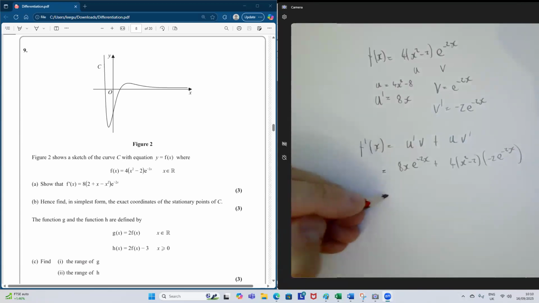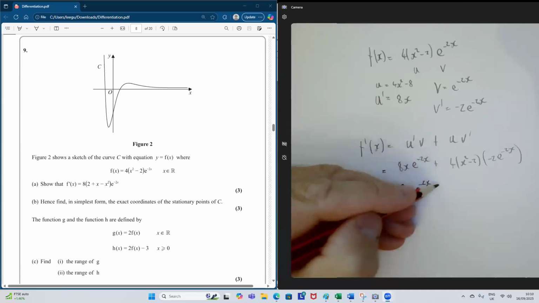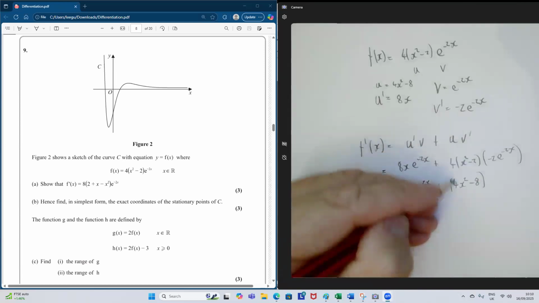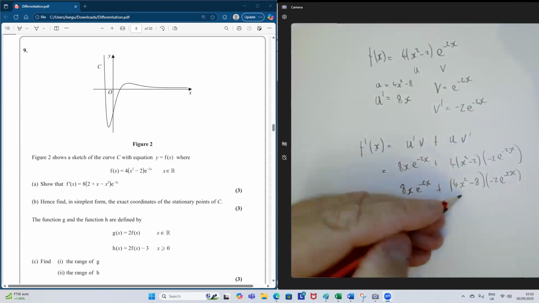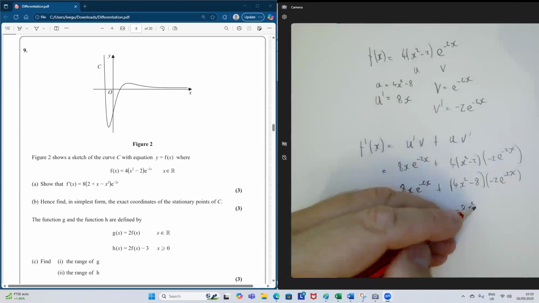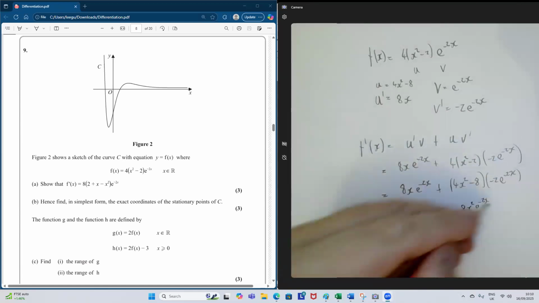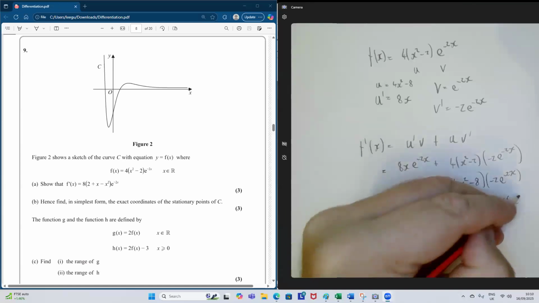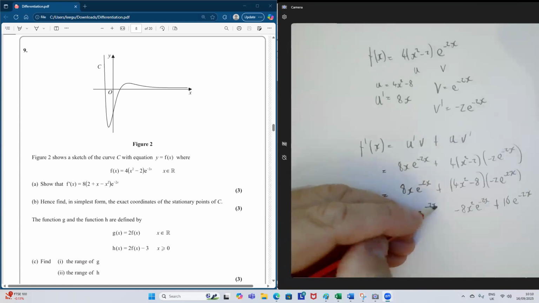So now we can expand that, I think. We've got 8x e to the minus 2x plus we're going to have 4x squared minus 8 all times minus 2 e to the minus 2x. When we multiply that, 4 times minus 2 is going to be minus 8, minus 8x squared e to the minus 2x. And then minus 8 times minus 2 is going to be positive 16. So plus 16 e to the minus 2x. And then, of course, we have our 8x e to the minus 2x here.